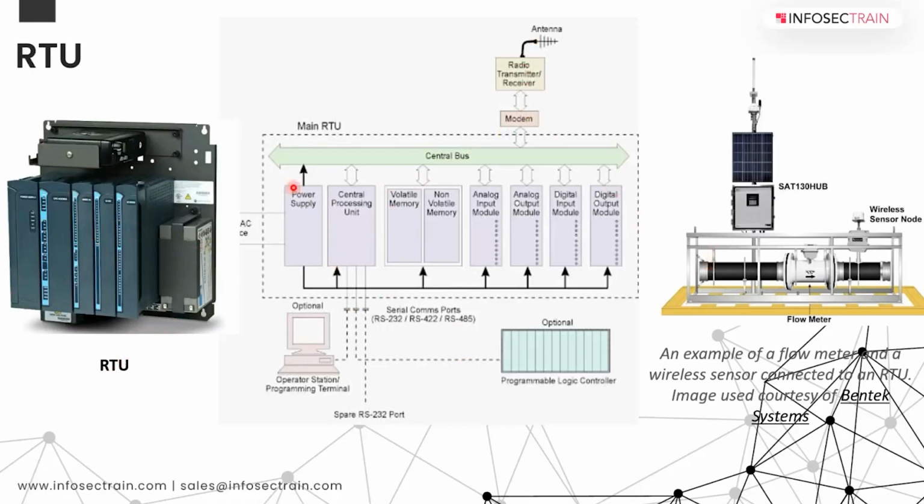Of course, this module and this block diagram are different. Here you also have a CPU, a memory, and a power supply. Of course, this also has a power supply. But like I said, nowadays RTUs are becoming almost equivalent to PLCs. Example for a small setup: this is a flow meter, this is a flow computer. You have a wireless sensor node and an RTU here. And this looks like a solar panel.